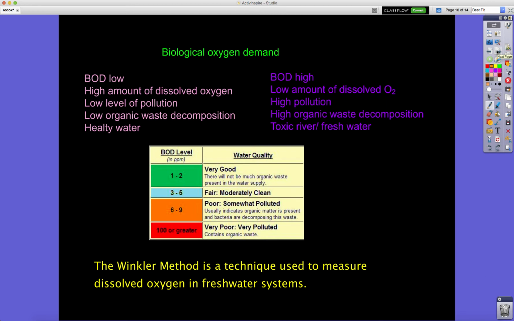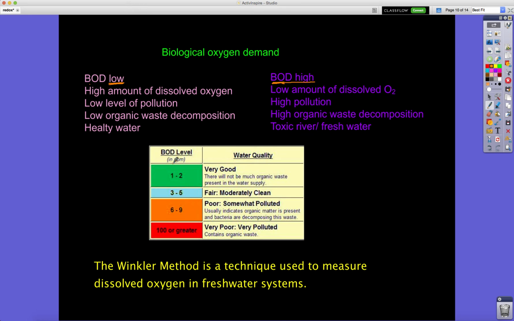Now, why are we doing that? Because we want to get into dissolved oxygen and biological oxygen demand. If the amount of biological oxygen demand is low, actually you have high amount of oxygen, low level of pollution, and we call that water pretty much healthy. On the other hand, if biological oxygen demand is high, that means you don't have enough oxygen dissolved and you have lots of pollution and the river is toxic.